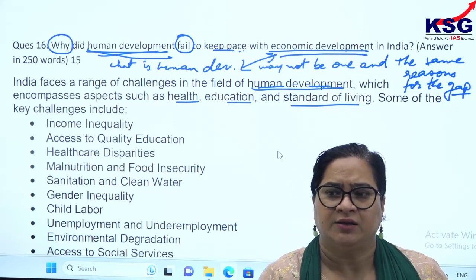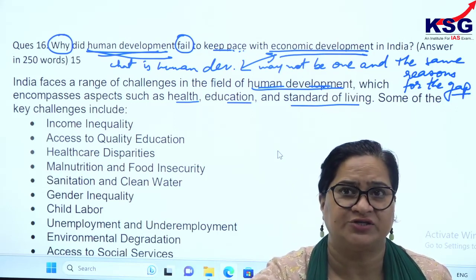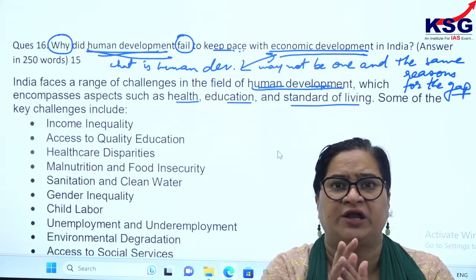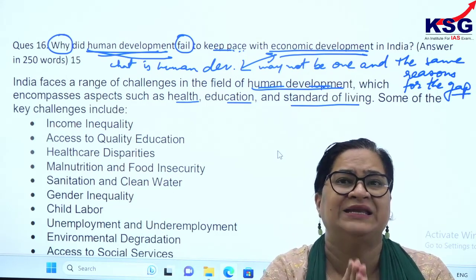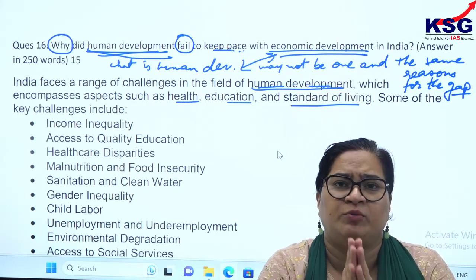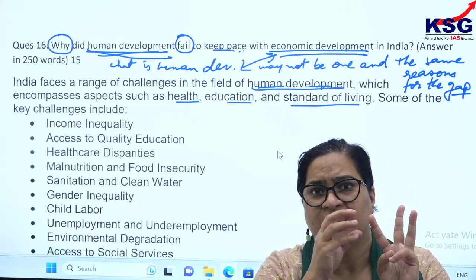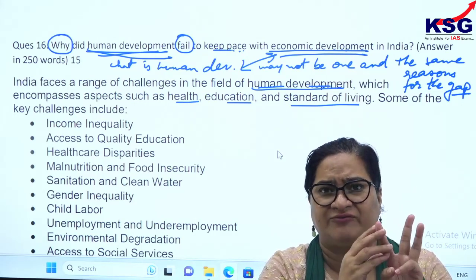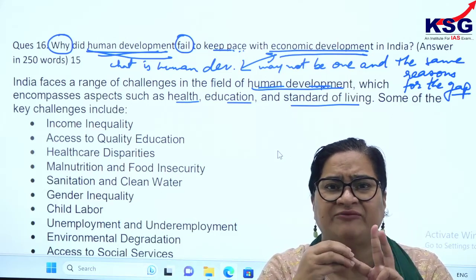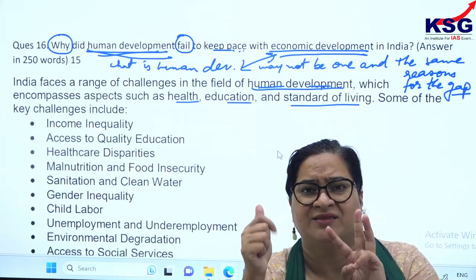Goulet, a thinker, gave this concept related to human development, which was later adopted by the World Bank in the 1960s. He said human development can be associated with three segments, three parameters. First, the basic essentials of life. What are the basic essentials of life? That can be associated with health, education.